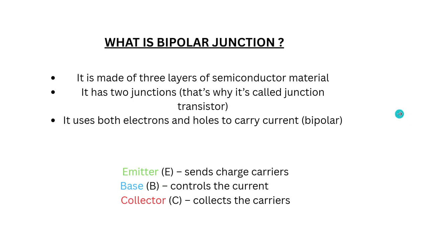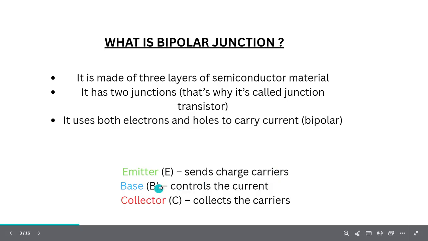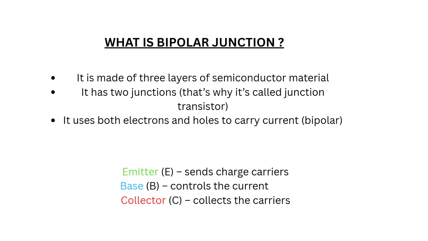What is a bipolar junction transistor? It is made of three layers of semiconductor material. It has two junctions. It uses both electrons and holes to carry current. The first one is the emitter, which sends charge carriers. The second one is the base, which controls the current. And the final one is the collector, which collects the carriers.